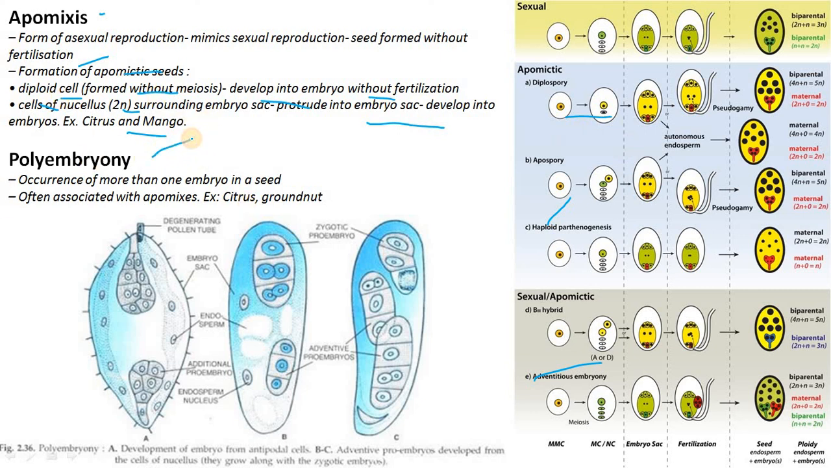And what is polyembryony? Occurrence of more than one embryo in a seed. There are multiple embryos, often associated with apomixis, example citrus and groundnut. This is an image; I know this image is not clear here, but it is visible. The degenerating pollen tube is there, and this is the embryo sac, and among this the development of embryo from the antipodal cells occurs, and the pre-embryos are developed from the cells of the nucellus. As there are multiple embryos, you can see here at last.